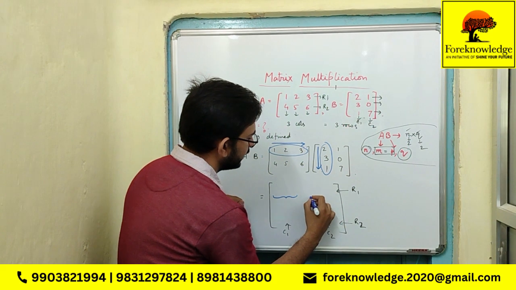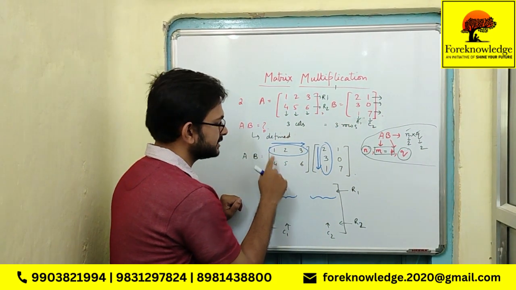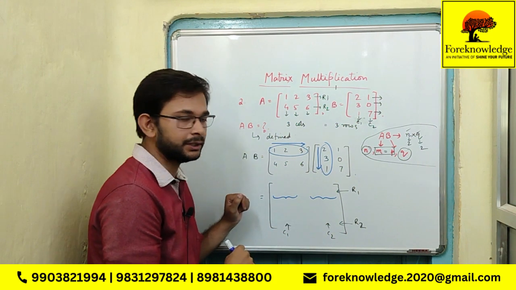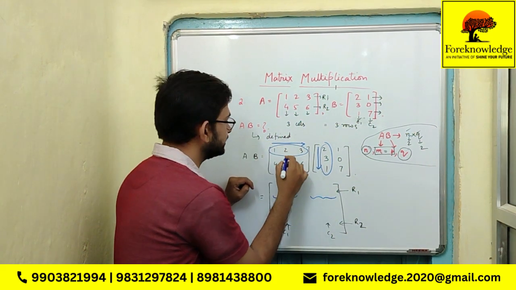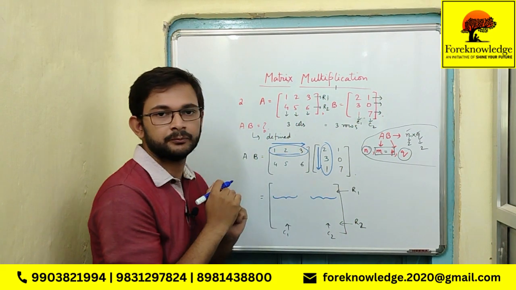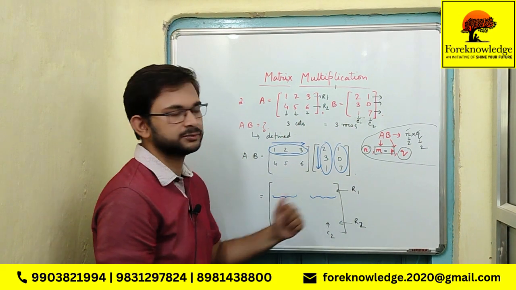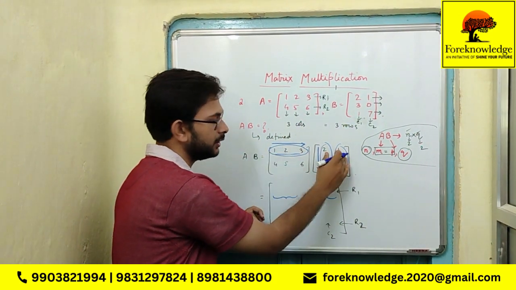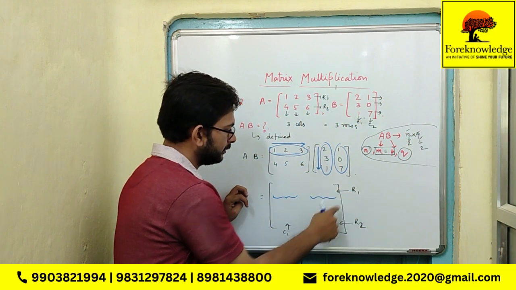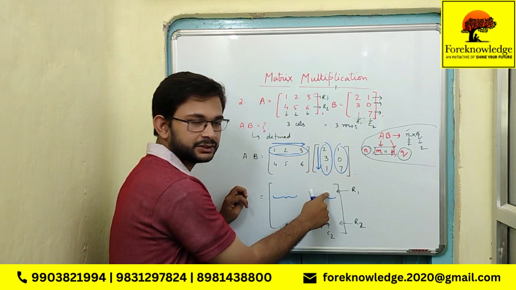Fine. In case of this, it is row 1, column 2. So for this place we must consider row 1 of the pre-multiplier and column 2 of the post-multiplier. Row 1, column 2.